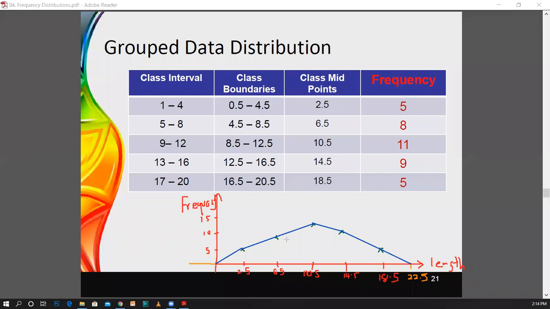Now if I again draw the histogram associated with this set of data, you can get the histogram in this way. If I draw the histogram, it will be quite like this. This was the histogram that we made here.